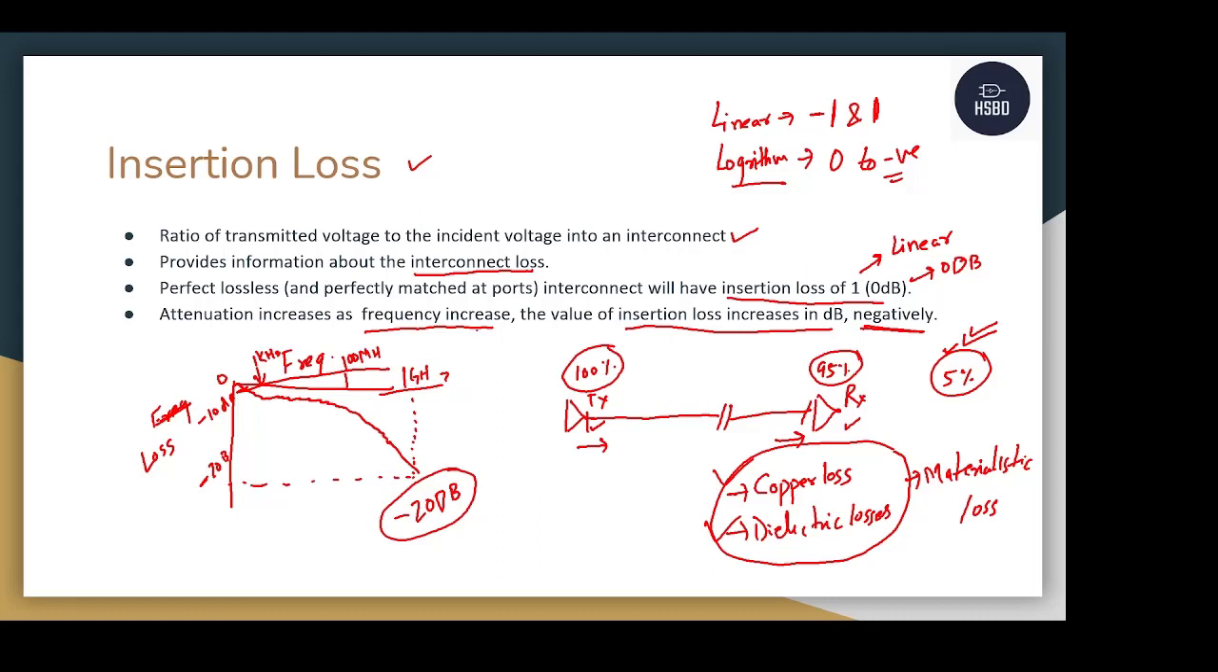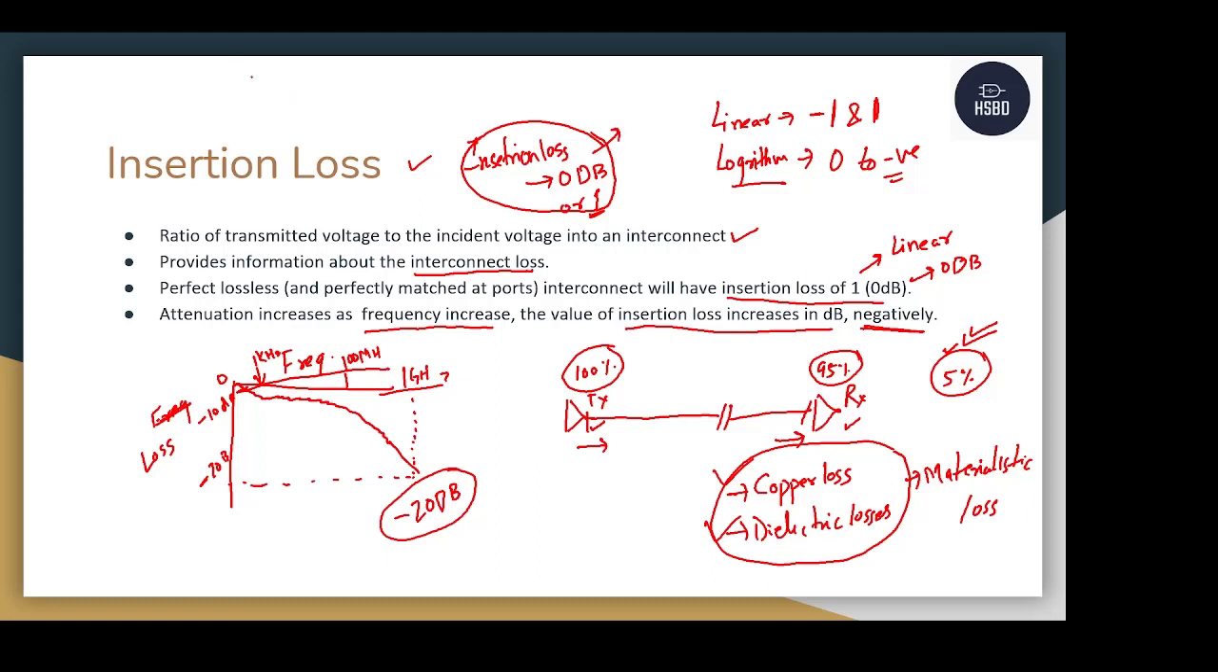Okay. Now let me explain how you're going to see this insertion loss, like how to minimize it, or how you are going to judge whether the insertion loss is better or not. The value of insertion loss should be nearest to 0 dB, or if we talk about the linear, then it should be nearest to 1. So the value of insertion loss should be nearest to 0 dB.